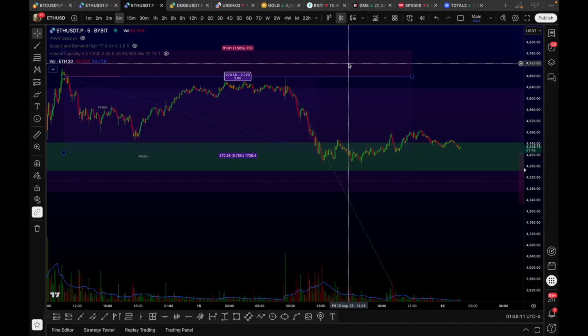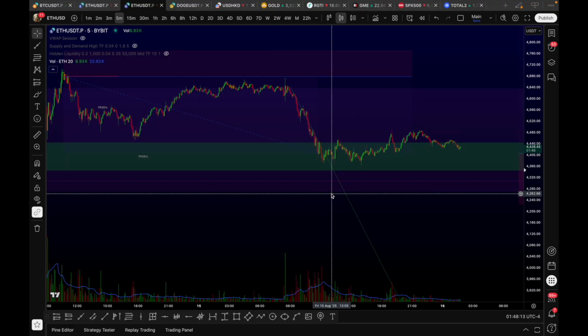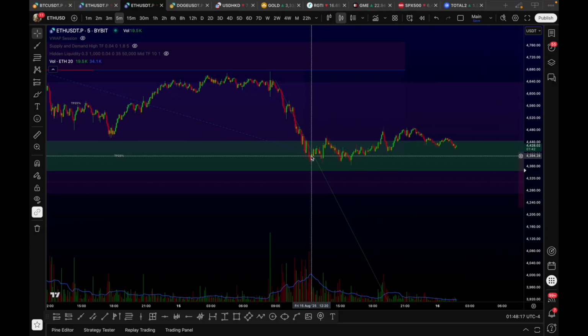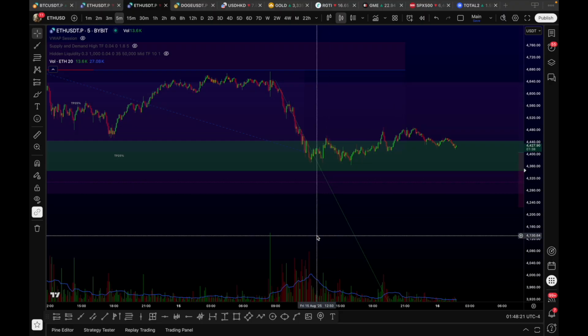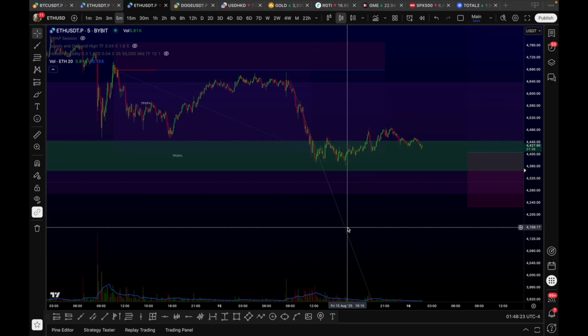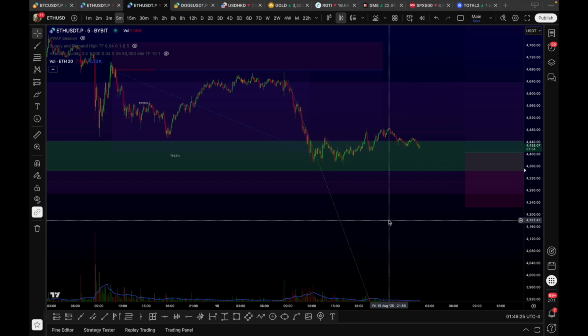This doesn't mean we need to reverse from here, but this is at least a sign that it's at least possible that you reverse from here, because if this is just holding and grinding further down and just losing the level, there's no reason for me to be long. There's no reason to wait for this stop loss down here to be hit, because there's just no momentum.